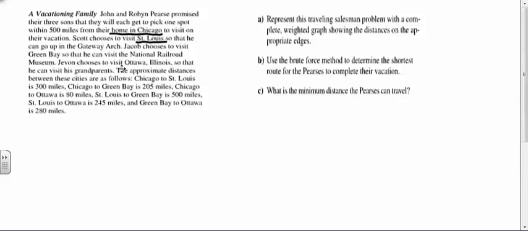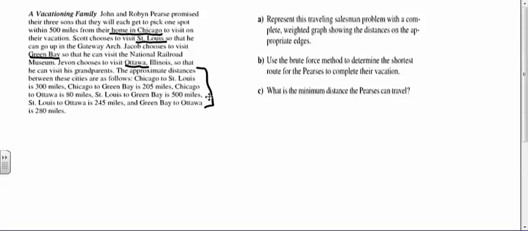Another son, they have 3 sons, another son wants to visit Green Bay up in Wisconsin, and their third son wants to go to Ottawa, which is in Illinois, to see his grandparents. That's very nice. And then they give you information about the distances between all of those 4 cities. But the key thing, there are 4 cities: Chicago, St. Louis, Ottawa, and Green Bay. And we have 3 parts of this problem.